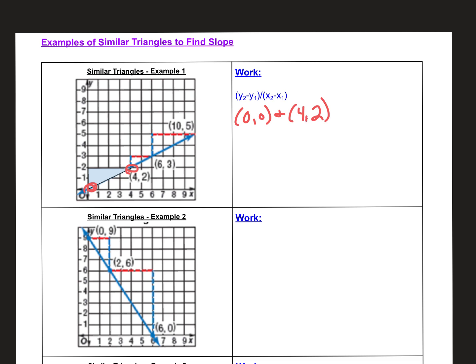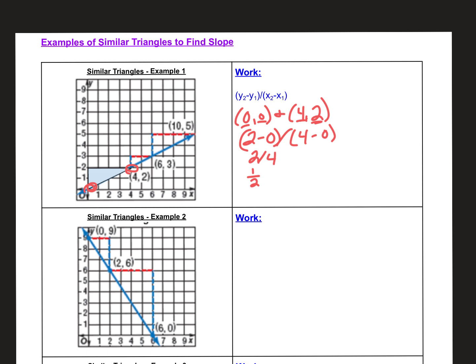So remember, it's y minus y. So y is always the second value. So it's going to be 2 minus 0 divided by 4 minus 0. So that gives me 2 over 4, which is 1/2. Okay, so there you go.